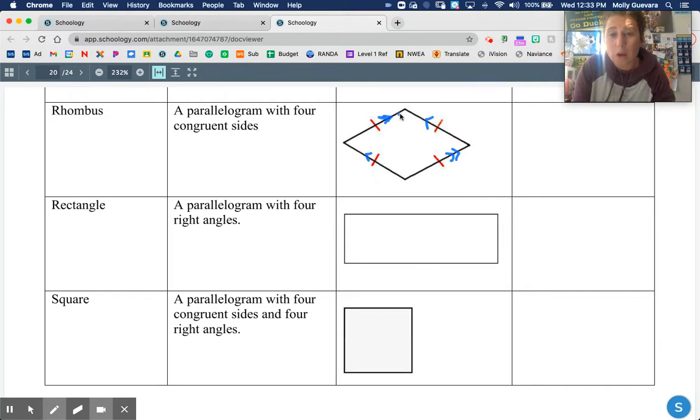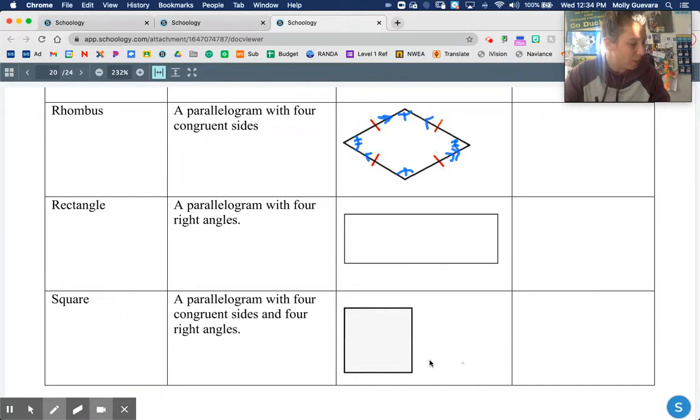Also, opposite angles are congruent. So these 2 angles are congruent, and these 2 angles are congruent, right? So those things still apply. Everything that is true for a parallelogram is true for a rhombus. A rhombus just has a special stipulation that all 4 sides are the same length. Okay.